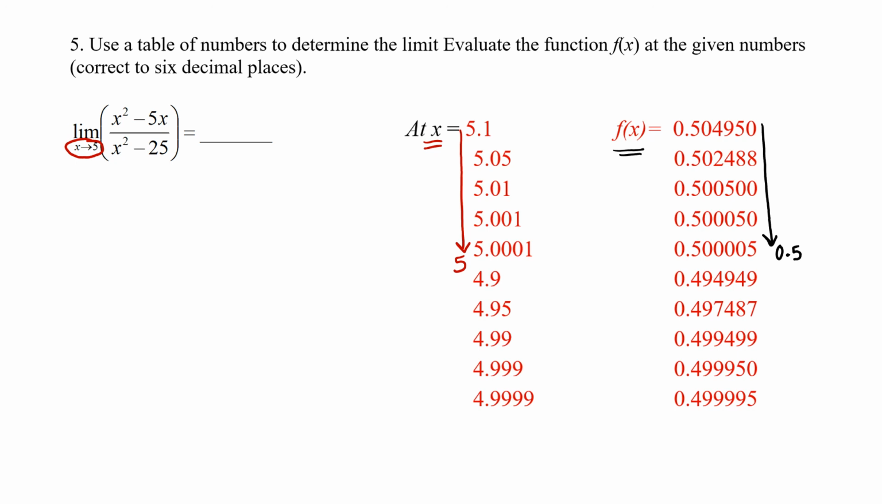And then as we look as x approaches 5 from the left, so starting with numbers that are smaller than 5, and then getting closer to 5, our outputs are again getting closer and closer to 0.5. So our overall limit, since our left and right hand limits are equal, is 0.5.